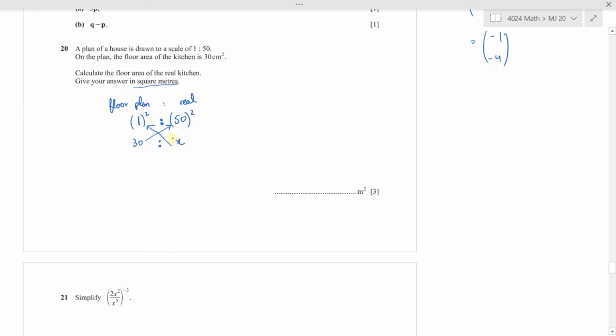So 1 square is 1, so x times 1 is x, and this will be x equals 50 square multiplied by 30. So 50 square is 2,500, two zeros and 5 fives are 25, multiplied by 30. So 1, 2, 3 zeros here, and 25 times 3 is 75. And this is again centimeter square. Your scale is in centimeters. So 1:50 is in centimeters. So 30 centimeter square will equal 75,000 centimeter square area.